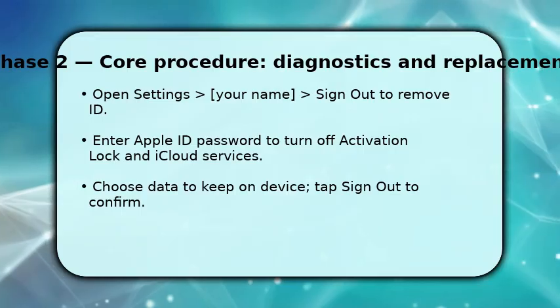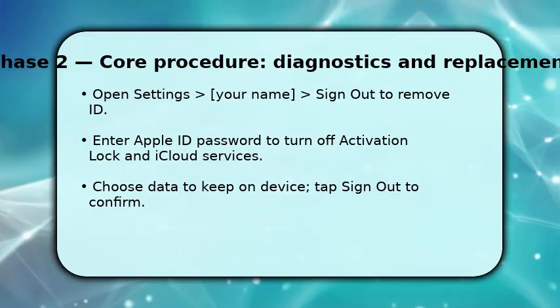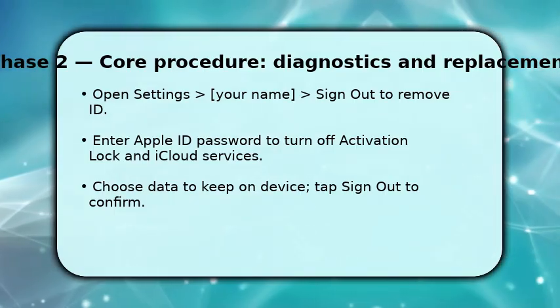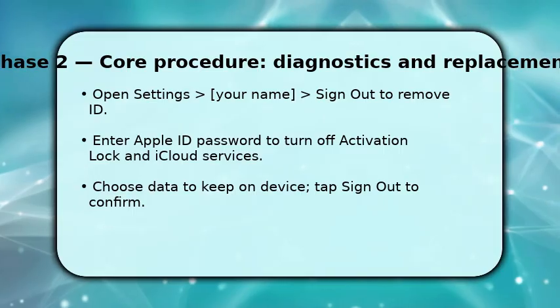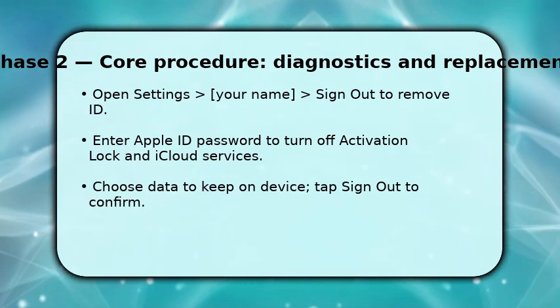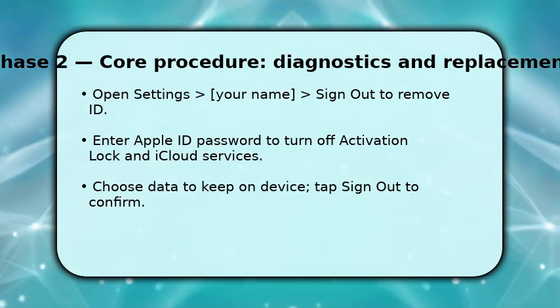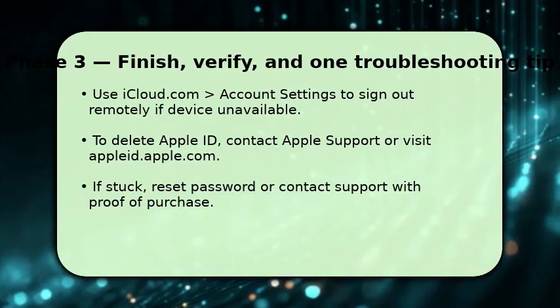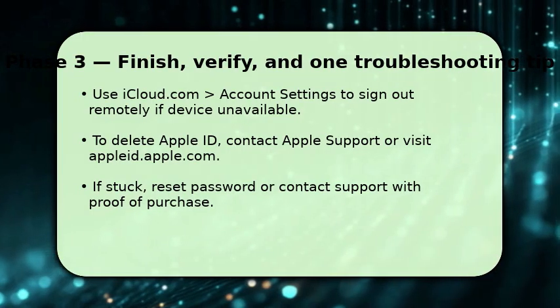Next, pick which local data you want to keep on the device, contacts, calendars, and so on, and confirm by tapping Sign Out. The device will remove the account and stop receiving iCloud updates once the process finishes. If you cannot access the device, you can sign out remotely at iCloud.com in Account Settings, that removes access without physical access.